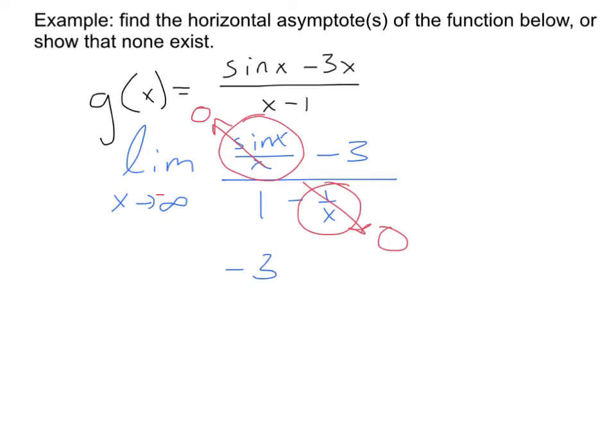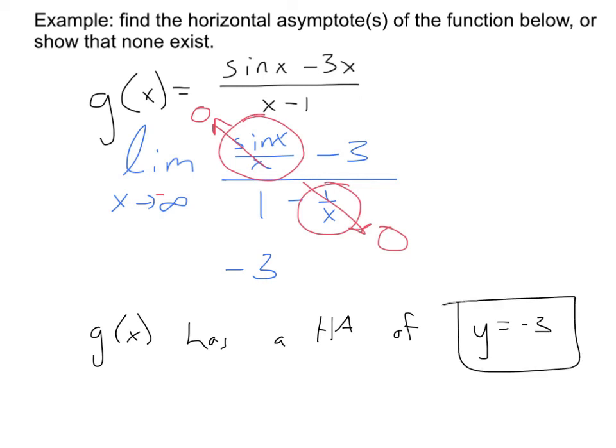So that indicates to us that this function g of x has a horizontal asymptote of y equals negative 3. Remember, a horizontal asymptote is a line, so it's not just negative 3, but we need to give the equation of that line, which is y equals negative 3. So anytime a problem asks for a horizontal asymptote, we look at taking the limit as x approaches infinity or as x approaches negative infinity. That's all there is to it.